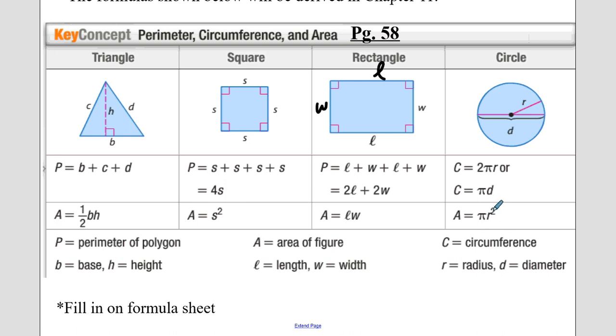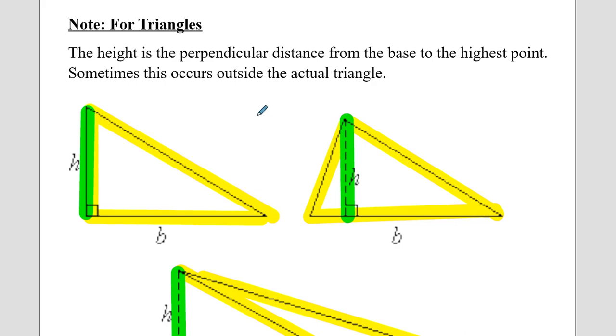You'll notice it has square units because it's area. Length times width will be square units because each of those are one-dimensional units. Base and height will make square units. And then here's what each of the variables mean. It might be wise to write those down as well. So there's our formulas for two-dimensional shapes. Note for triangles, the height is always the perpendicular distance from the base to the highest point.